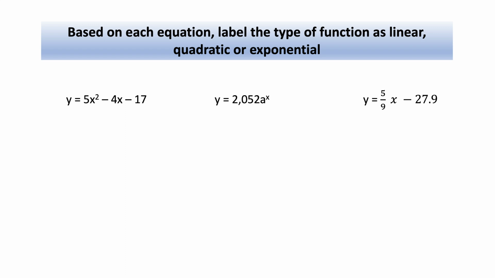Okay, so the first one is going to be quadratic because the highest exponent present is a 2. The second one is going to be an exponential because the variable is in the place of the exponent. That's where we find the x. And the last one is linear. It looks like y equals mx plus b, but the highest exponent on the x is a 1.